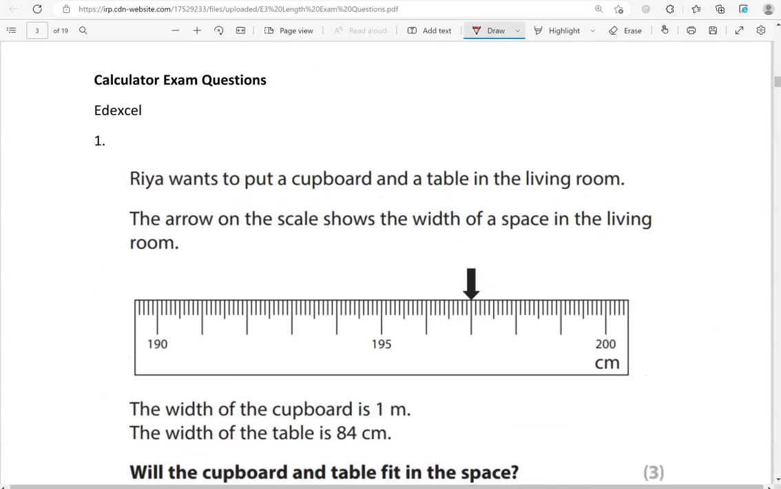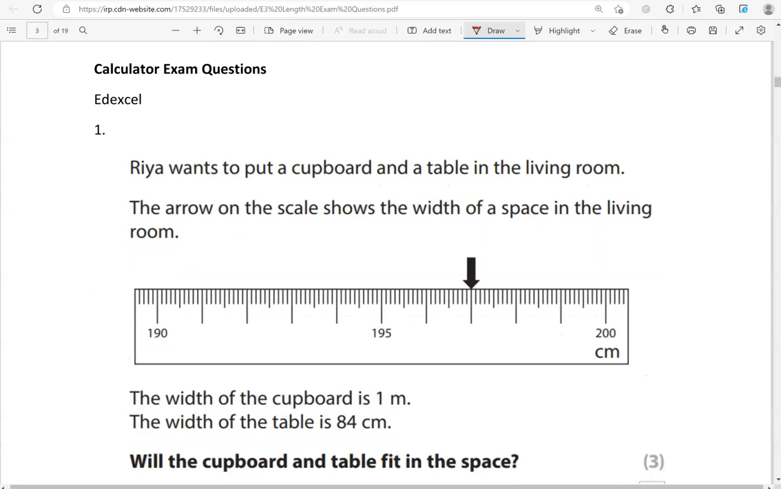Now we move into the calculator questions. Ria wants to put a cupboard and a table in the living room. The arrow on the scale shows the width of a space in the living room, which is this one here. The width of the cupboard is 1 meter. The width of the table is 84 centimeters. Will the cupboard and table fit in the space?